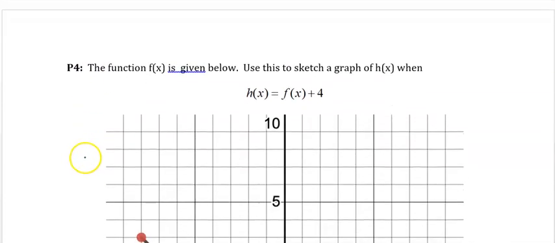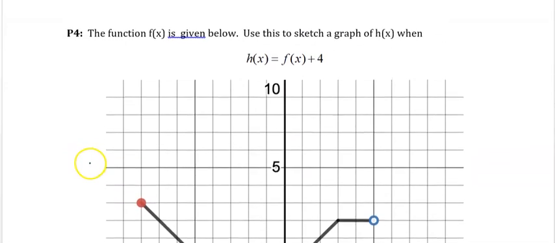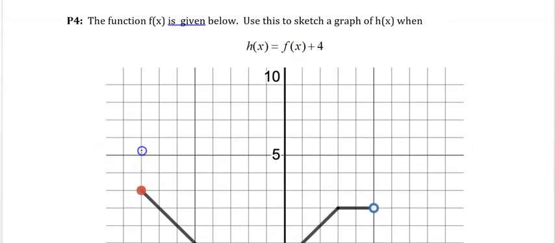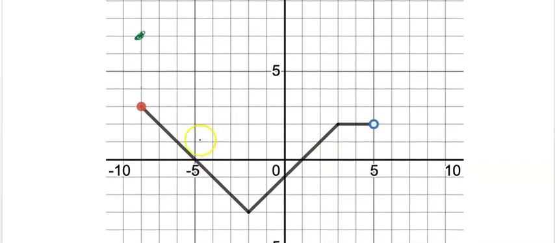Now, in our next problem, we added 4 to the function. So we're going to move that up 4. 1, 2, 3, 4 for this point here. And let me move this so we can see more of the graph. 1, 2, 3, 4. 1, 2, 3, 4. And that's going to be a line. And then here, I'm moving up 1, 2, 3, 4. And 1, 2, 3, 4. And this will be right there.